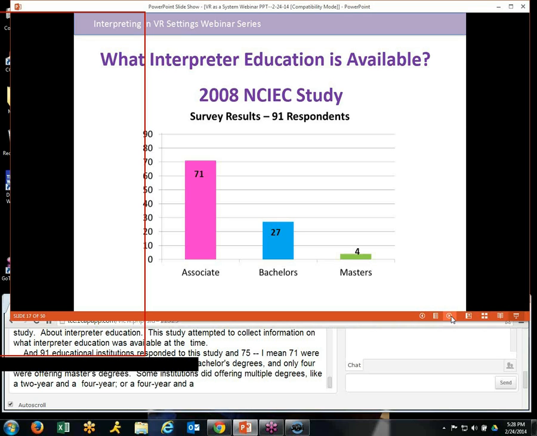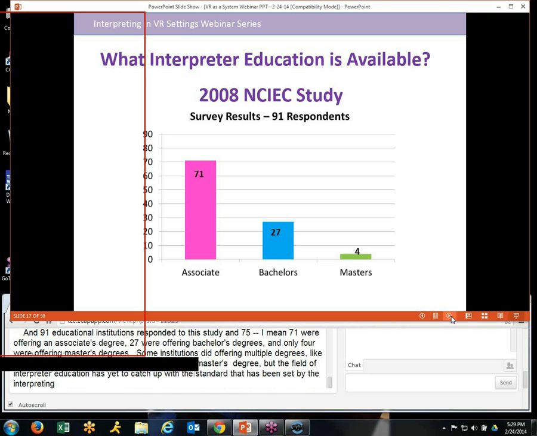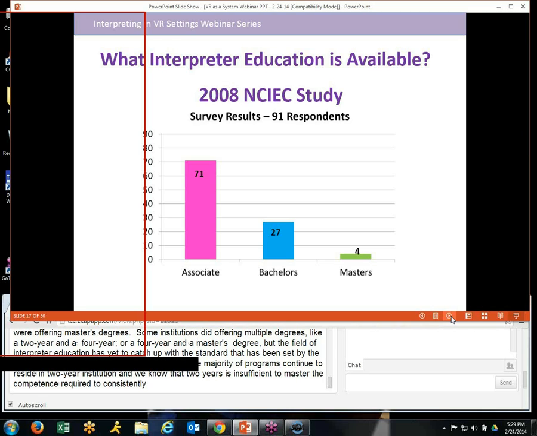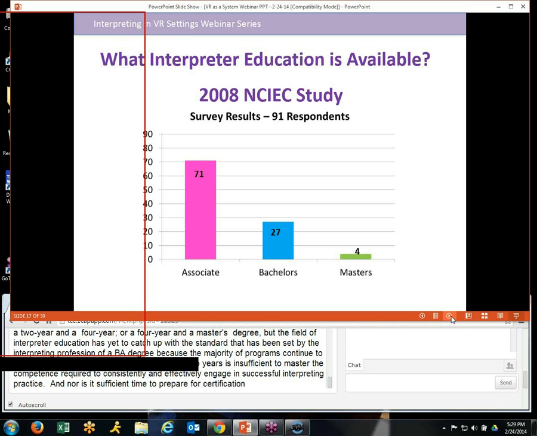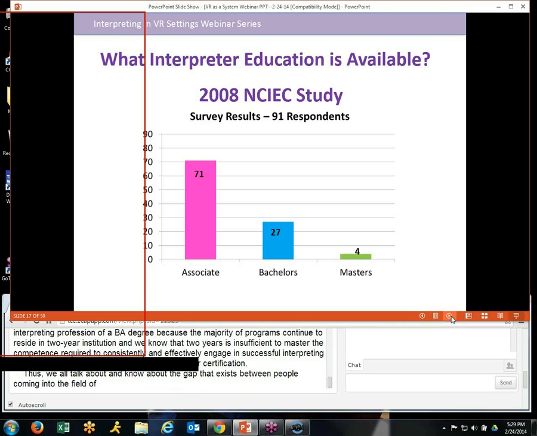But the field of interpreter education has yet to catch up with the standard that has been set by the interpreting profession of a BA degree, because the majority of programs continue to reside in 2-year institutions. And we know that 2 years is insufficient to master the competence required to consistently and effectively engage in successful interpreting practice. Nor is it sufficient time to prepare for certification. Thus, we all talk about and know about the gap that exists between people coming into the field of practice and then becoming competent, autonomous professionals.